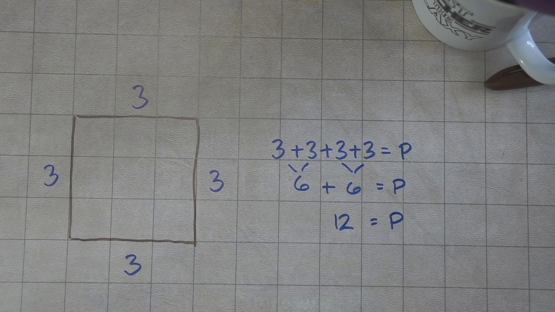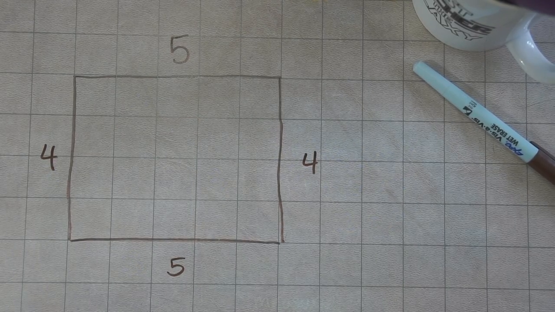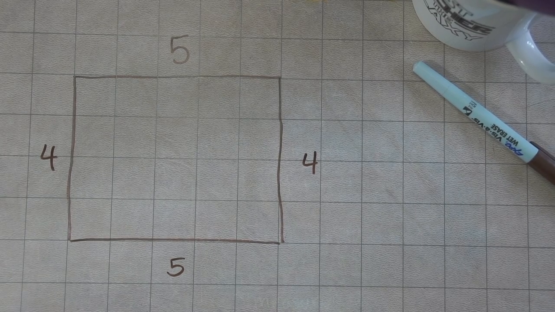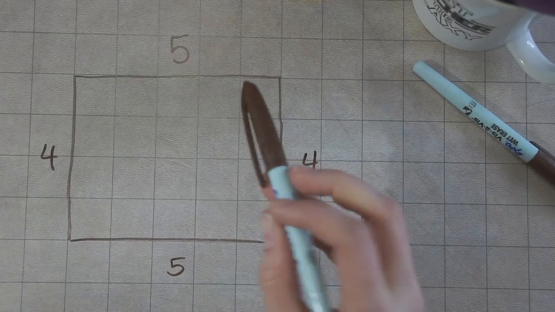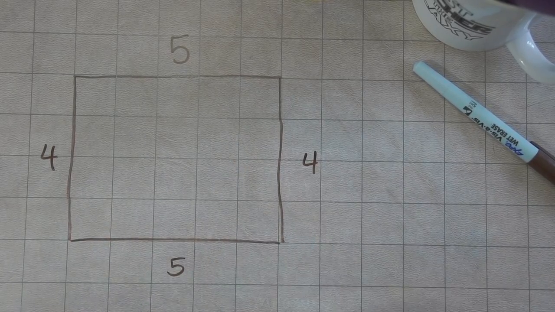Let's do another practice problem. Okay, on this one, I would like you to try and solve it on your own, but pause the video. I've given you the measurements of each side, the dimensions of this rectangle. It's your job to figure out the perimeter by adding them up.